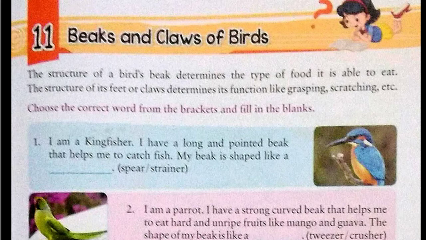So here is our exercise number 11, that is beaks and claws of birds. The structure of a bird's beak determines the type of food it is able to eat, and the structure of its feet or claws determines its function like grasping, scratching, etc. So here we have been given the description of the beak and claws of a bird. We have to answer according to that description. So let's see the question.